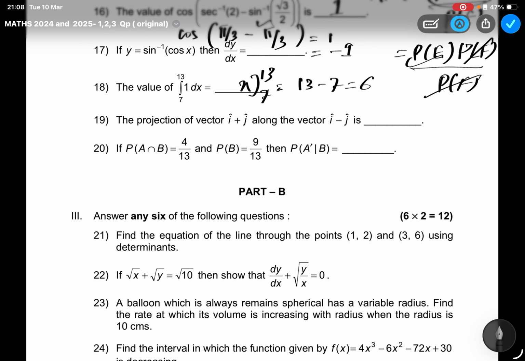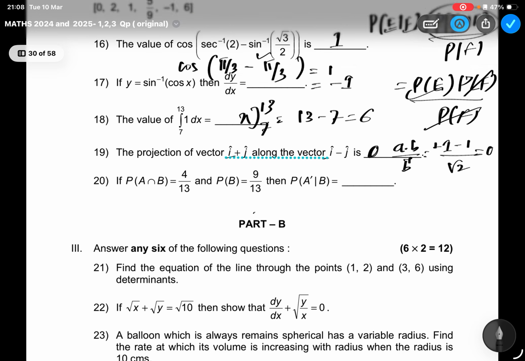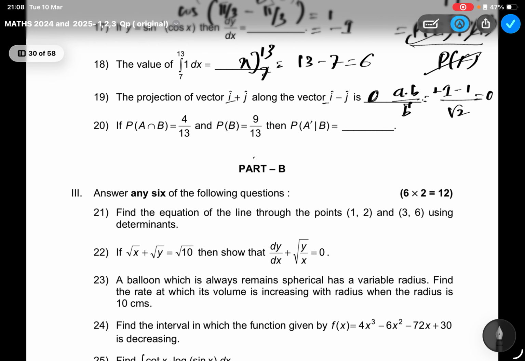The projection of vector i plus j along the vector i minus j. So projection of A on B is A dot B divided by magnitude of B. A dot B is 1 into 1, that is 1, minus 1 into 1, minus 1, divided by magnitude of B, 1 plus 1, 2. 0 by anything is 0. Answer is 0.